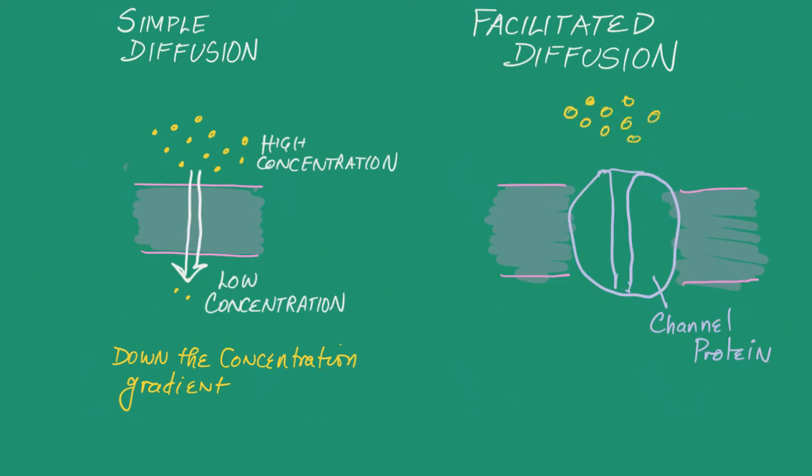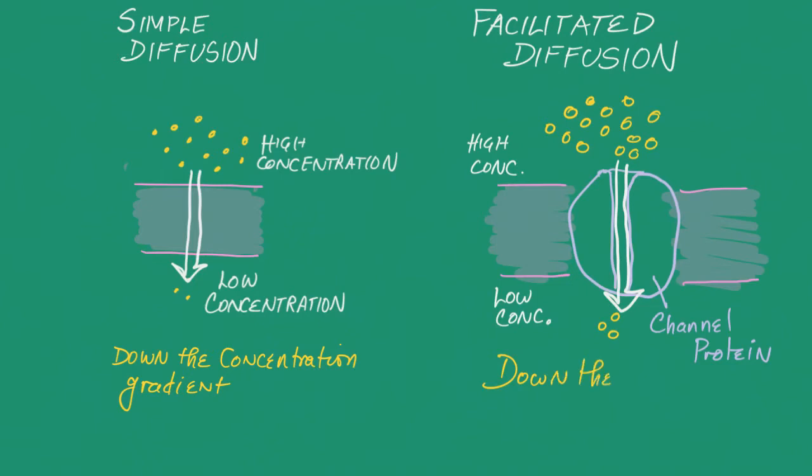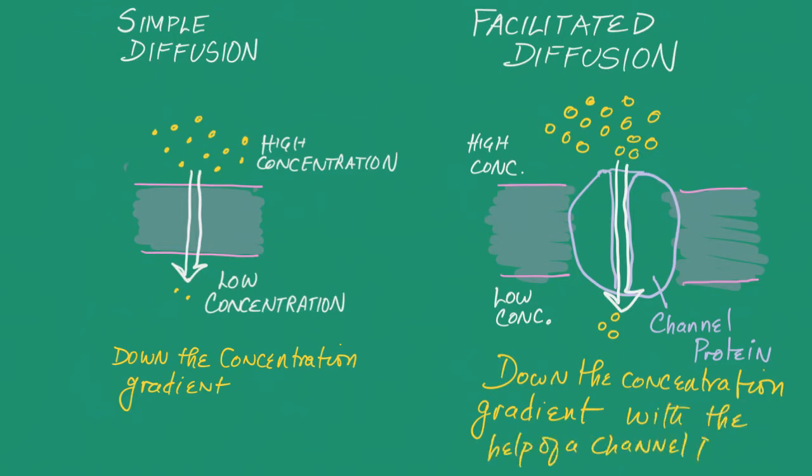So here we have slightly larger molecules. We have more molecules on one side and fewer molecules on the other side. The movement of molecules is from a region of high concentration to a region of low concentration with the help of a protein channel. So the molecules are moving down the concentration gradient with the help of a protein channel. In both simple diffusion and facilitated diffusion, no ATP is needed.